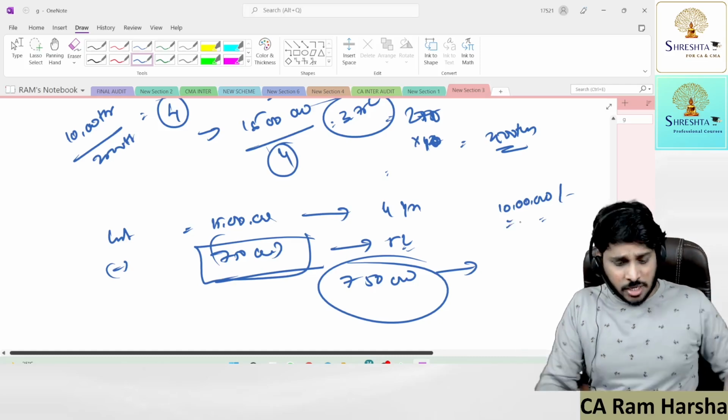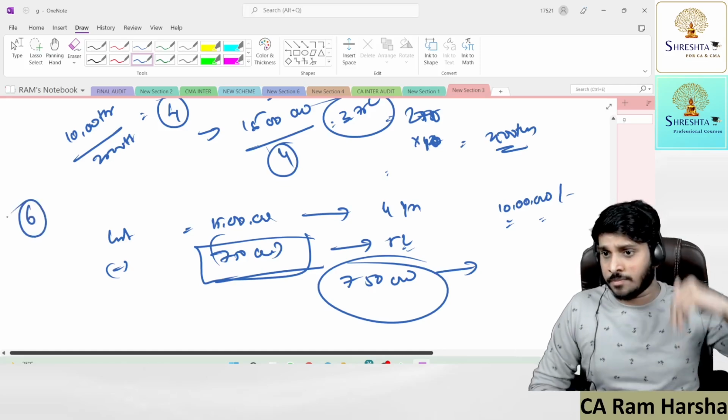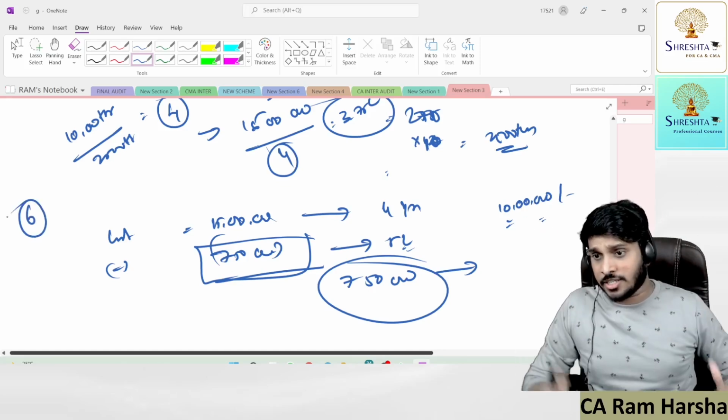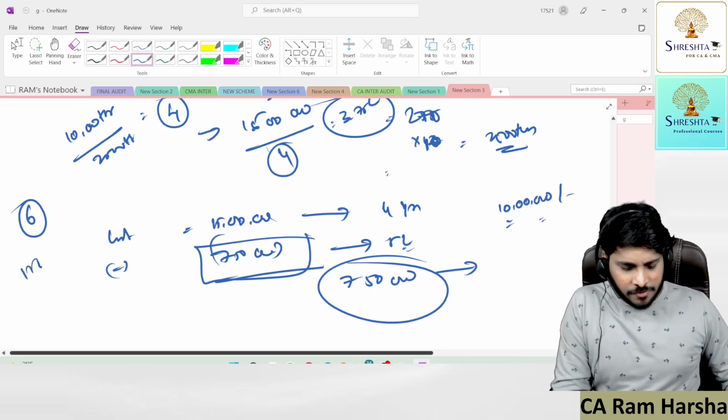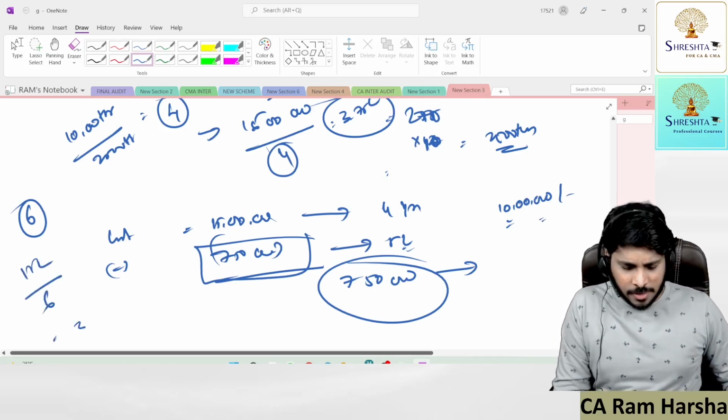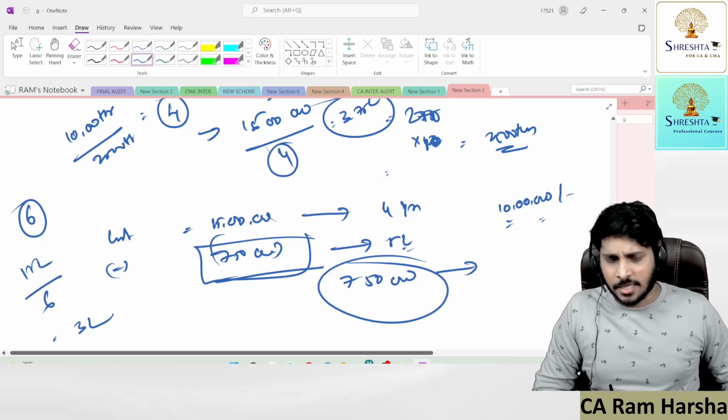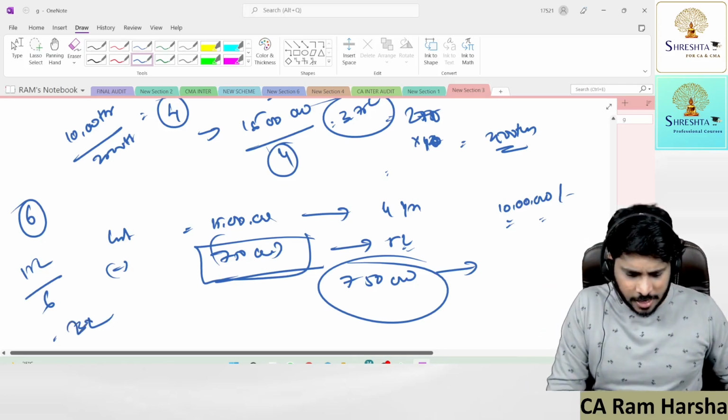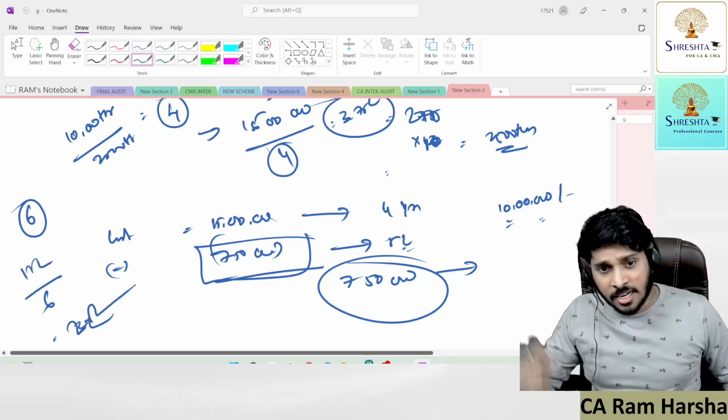Sir, the manufacturer said it will be useful for 6 years. The lights will last for 6 years, he said. So the company took 15 lakhs divided by 6, approximately 3 lakhs per annum. Getting it? Or 2.5 lakh per annum. So for 2 years they calculated 5 lakhs depreciation.